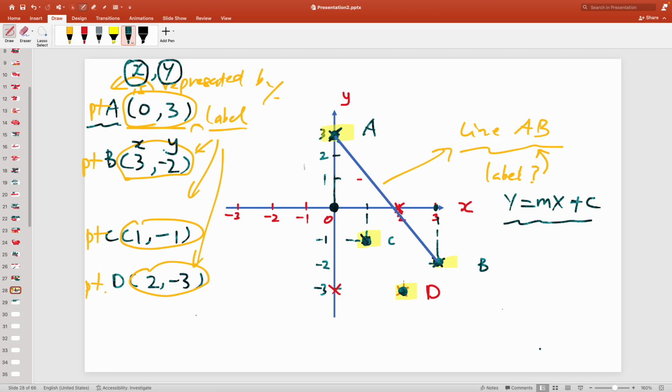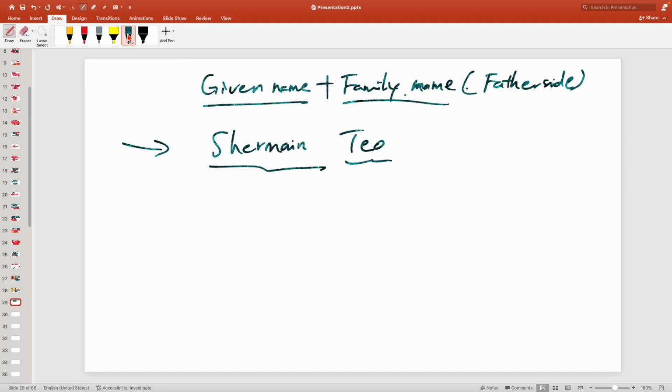Okay? So our line also has a pattern: y equals to mx plus c. Don't ask me why. I ask you, why given name first, why family name next? Why must the family name be from the father's side?